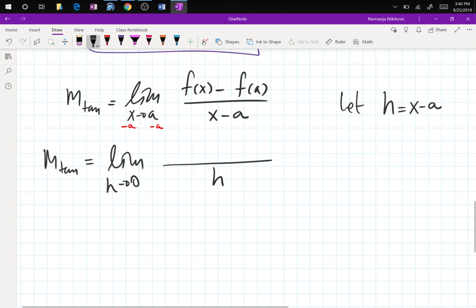Now we have this f of x. We're getting rid of x's, okay? So if I'm getting rid of this x, I'm going to solve this and say that x is equal to a plus h. So instead of having f of x, now I have f of a plus h. And then finally minus f of a. I'm going to leave that as is because it doesn't have x in it. So, right, don't fix it if it's not broken.